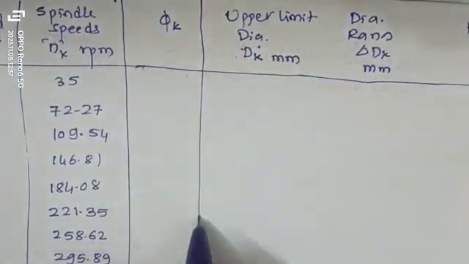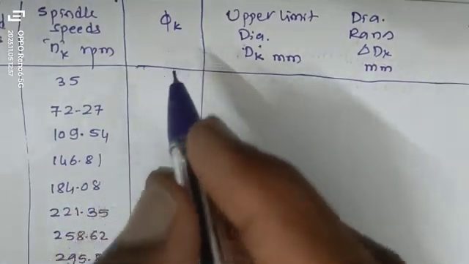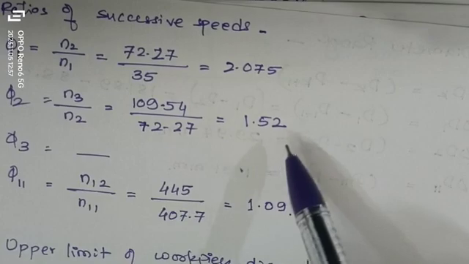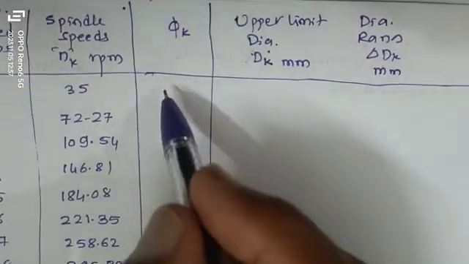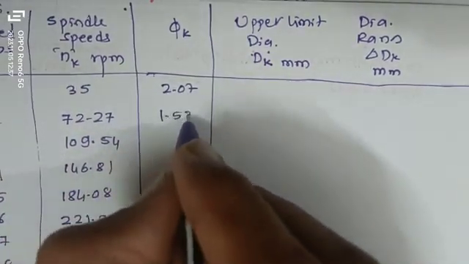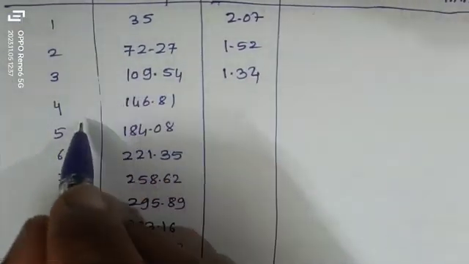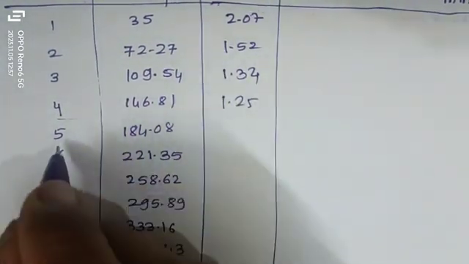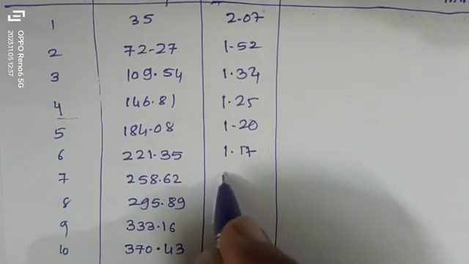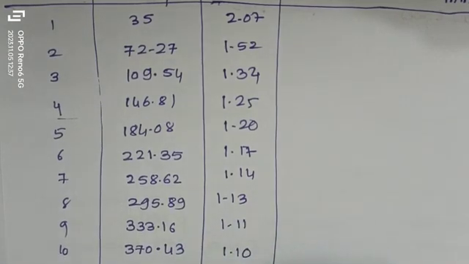And for phi k, that is nothing but the ratio of successive speeds that we calculated here. Phi 1 is 2.07, phi 2 is 1.52, phi 3 is 1.34, phi 4 is 1.25, phi 5 is 1.20, 1.17, 1.14, 1.13, 1.11, 1.10, and 1.09.